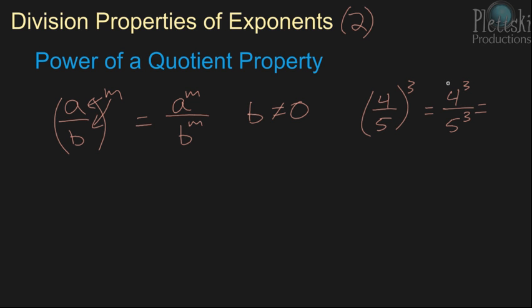So 4 cubed is just 4 times 4 times 4. 4 times 4 is 16, and then 16 times 4 is going to be 64. So you have 64 on the top, and then 5 times 5 times 5 on the bottom. 5 times 5 is 25, and then 25 times 5 is 125. So you're left with 64 over 125, and then you can divide that from there.